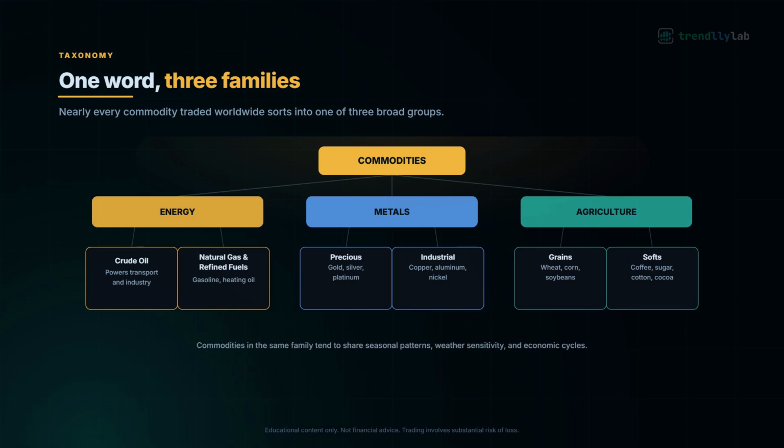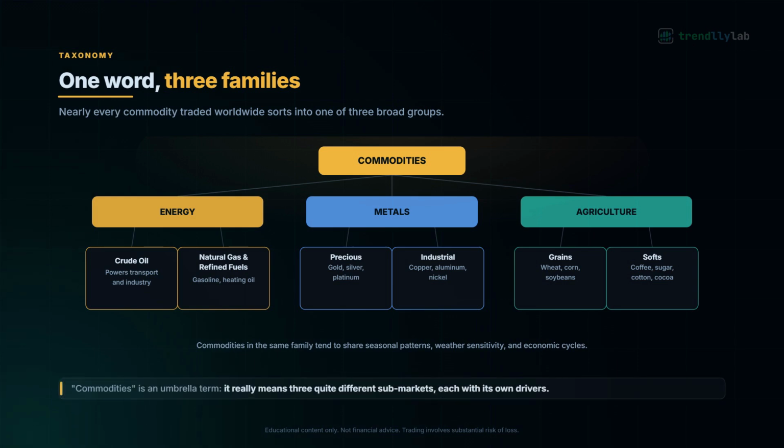Grouping them this way is useful because commodities in the same family tend to share seasonal patterns, weather sensitivity, and economic cycles. Commodities is an umbrella term. It really means three quite different submarkets, each with its own supply chains and price drivers. Thousands of individual commodities trade around the world, and nearly all of them land in one of those three.